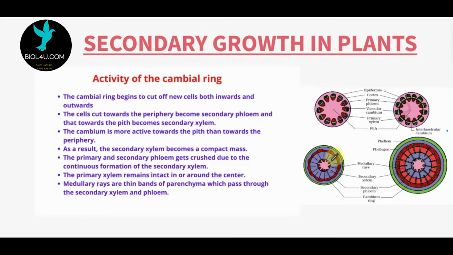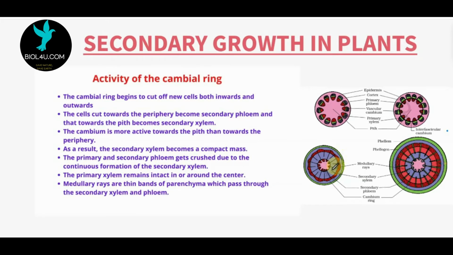So new cells form both inside and outside. The cells cut off towards the periphery, the outer side, become the secondary phloem. You know, the phloem is always present outside and the xylem inside. The cells produced towards the pith become the secondary xylem. So remember, this cambial ring produces new cells towards the periphery that become the secondary phloem, and towards the pith that become the secondary xylem.